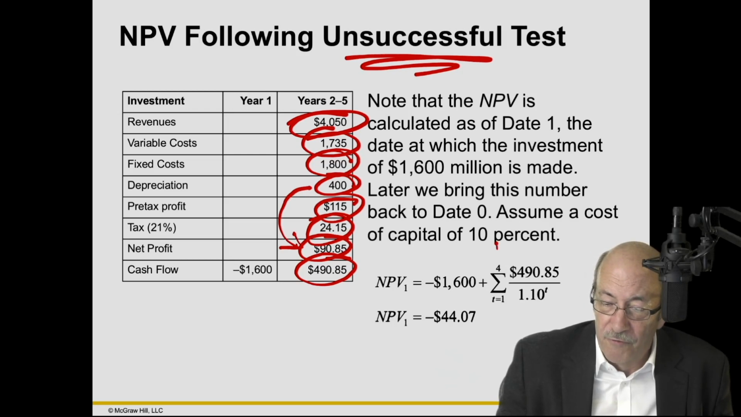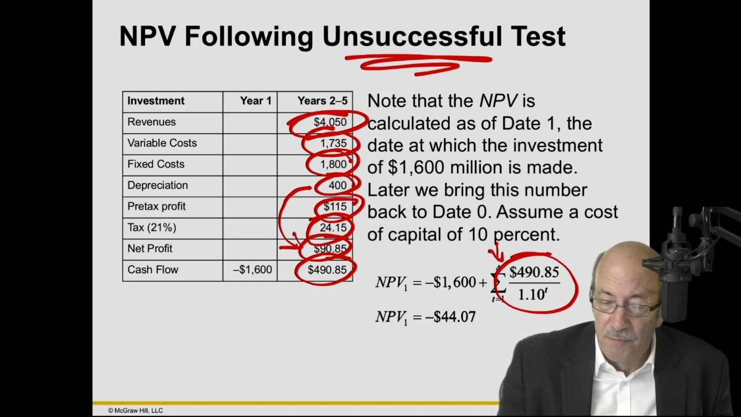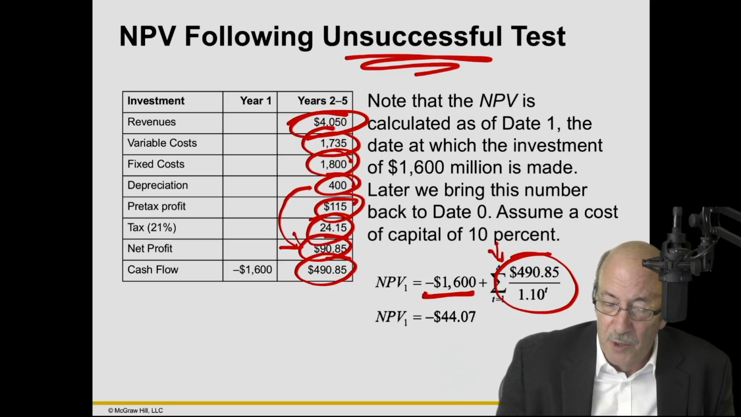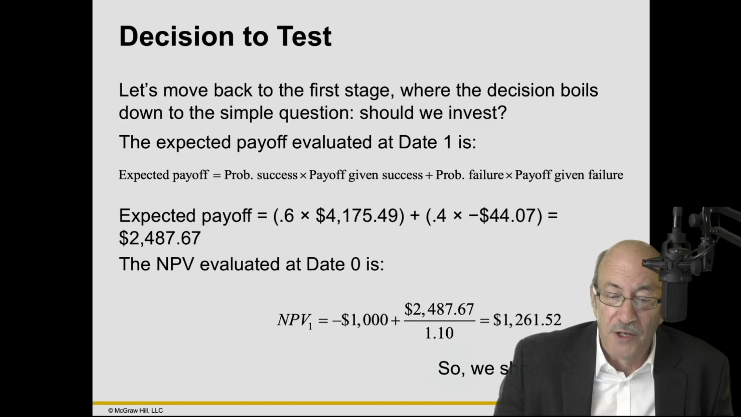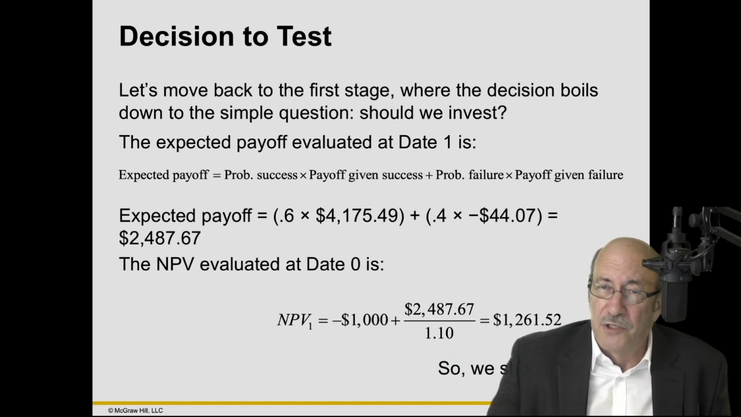If we take that over the 4 years and we do a present value, sum each of those present values up, and subtract the initial investment, we end up with a negative $44.07 million NPV. Now, it looks like, hey, if it's unsuccessful, it's not a good deal. But the successful branch of this is actually quite lucrative. So how do we handle this?